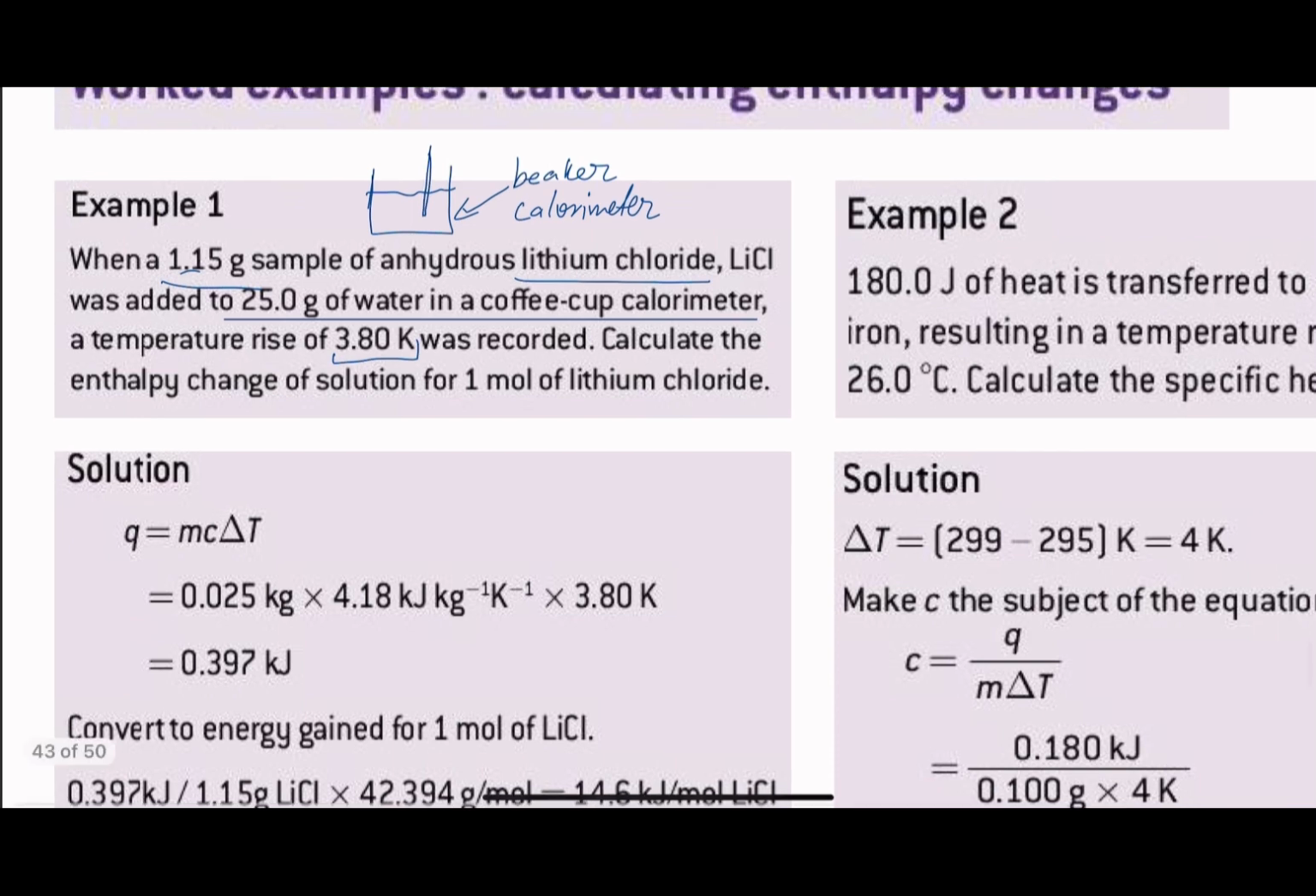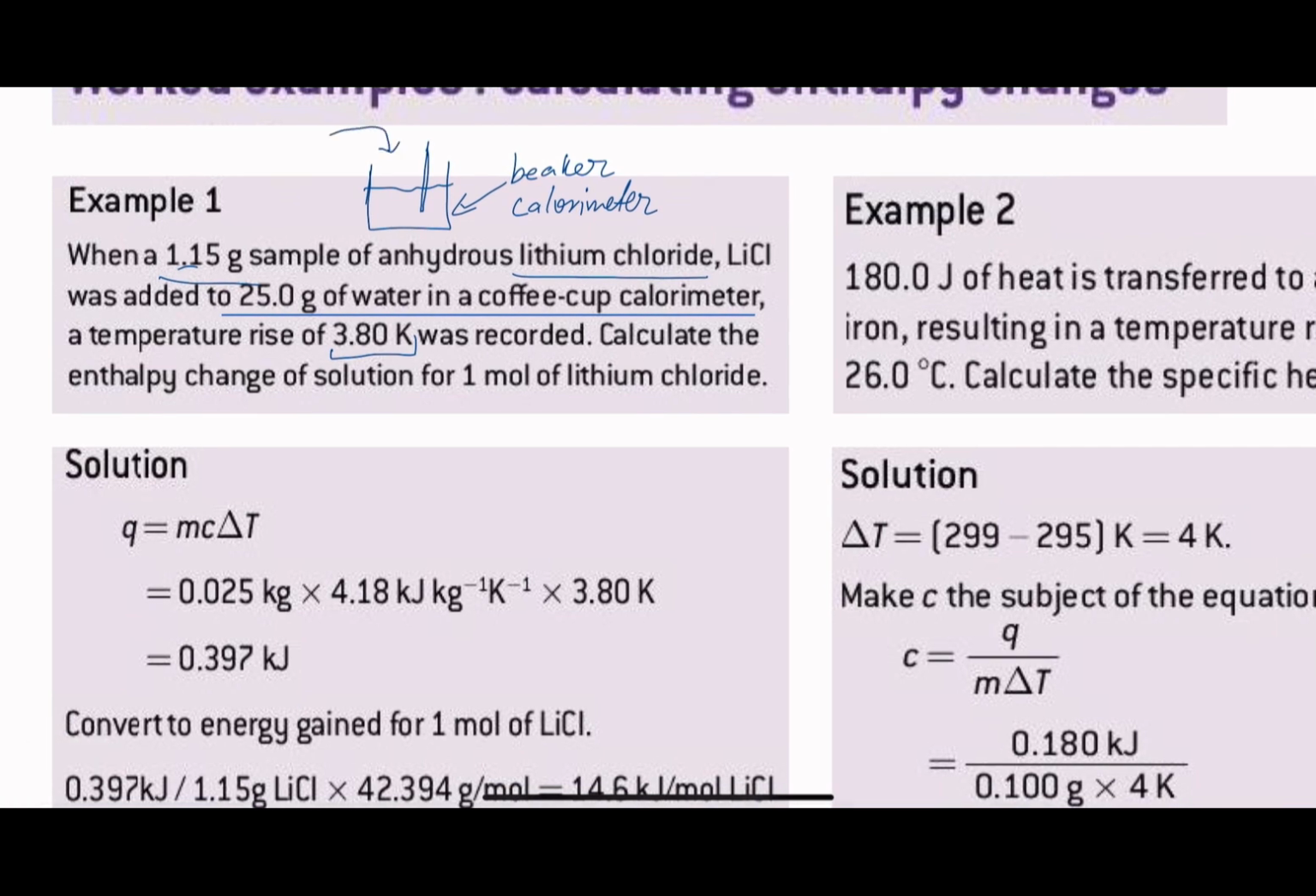So in here you added 1.15 gram of lithium chloride. Some kind of reaction happened there, and the temperature has changed. Because the solution is the water and the temperature of the water has changed, when we use Q = mc delta T, we take into account the mass of the water. Okay? We know the specific heat capacity of the water. It is going to be given to you in the exam.